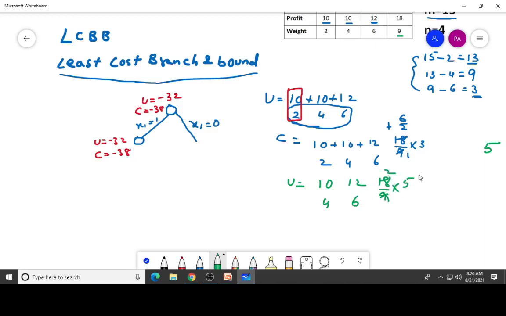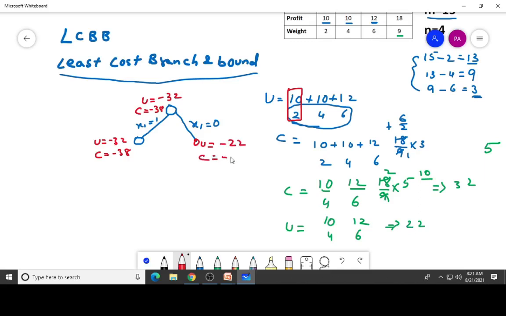So what is the total cost? 10 plus 12 is 22. Oh, sorry. Here the fraction value we are going to add in the C, not in the U. In the U you will get the same 4, 12, 6. That's it. So here in the C we are getting the total is 32, and here we are getting the value 22 after excluding. So U is equals to minus 22. We are doing the minimizing, and C is equals to minus 32.